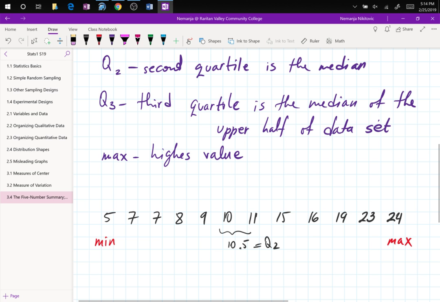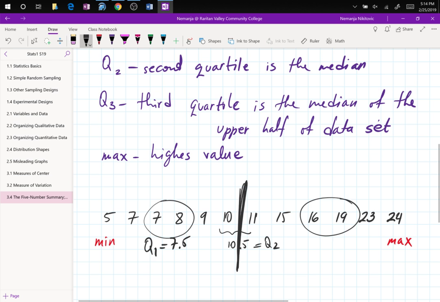And now we have the Q1 and the Q3. So we know that the middle of the data falls in between these two numbers. Therefore, we have 6 numbers this way. So you have middle numbers again. Average them for Q1 to be 7.5. Middle numbers here, 16 plus 19, 17.5 is Q3.